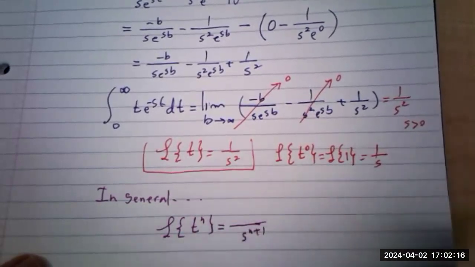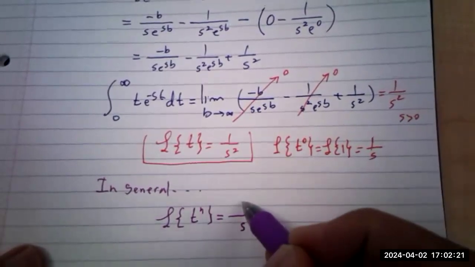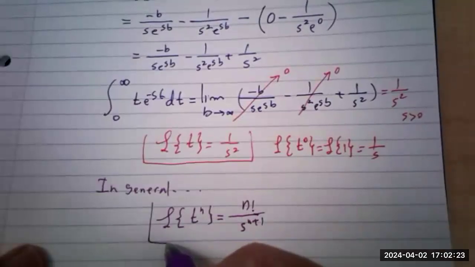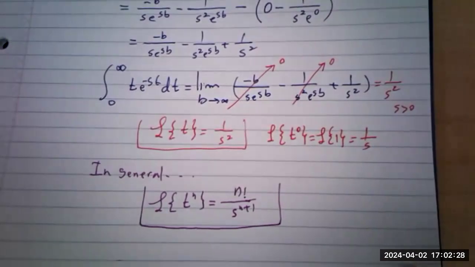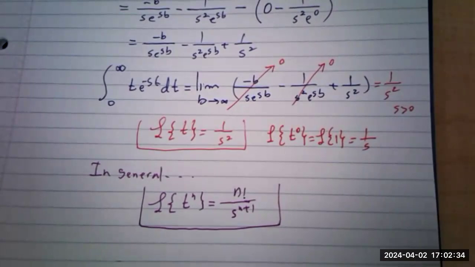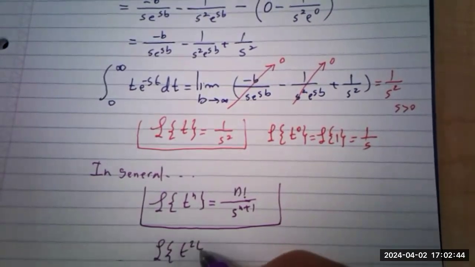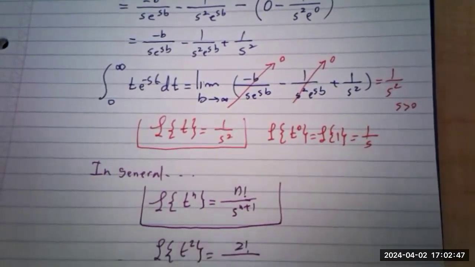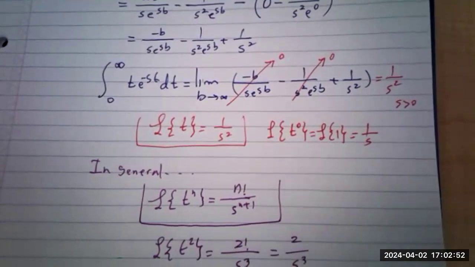And on the top is going to be the multiplication of 1, 2, 3, 4, 5, 6, etc., which is going to be n factorial. You know that n factorial is the product of all the numbers up to n. That's a very popular formula. Laplace of t to the n is n factorial over s to the n plus 1. Always look at the bottom one, the power. So for example, if you want to find the Laplace of t squared, it's going to be 2 factorial over s cubed. 2 factorial is 2, so that gives you 2 over s cubed.